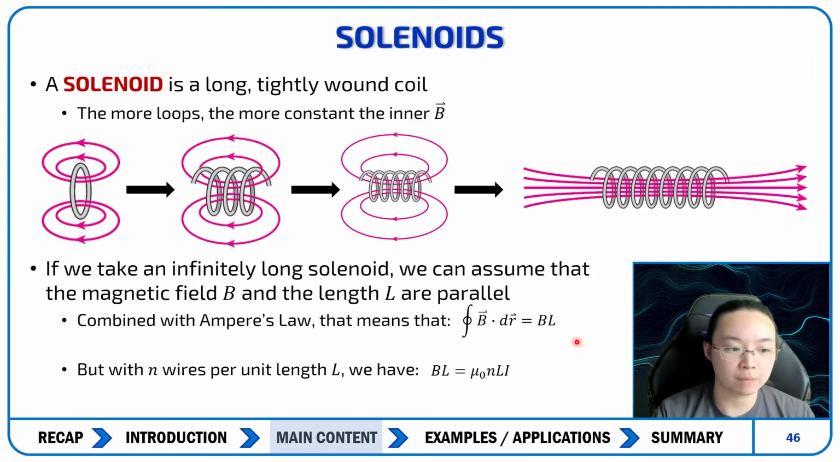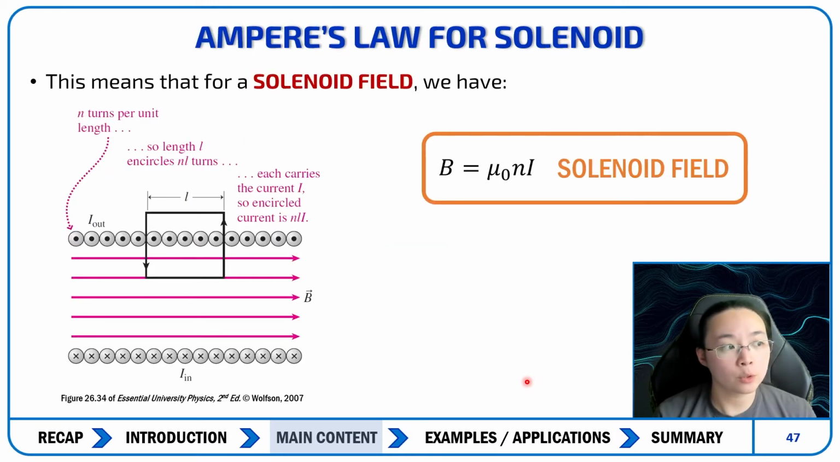our value for Ampere's law. But then you have n wires per unit length of L. So we can rewrite this to have BL equals mu naught NL times I. So that would be mu naught Ni, or rather, to have mu naught I enclosed. So in terms of a solenoid field, we actually have a condensed equation. We have B equals mu naught Ni for a solenoid.